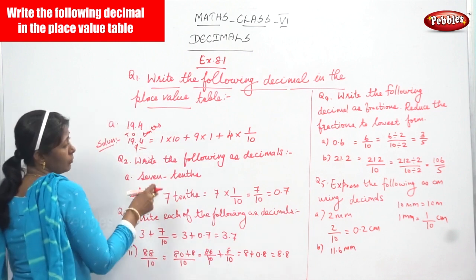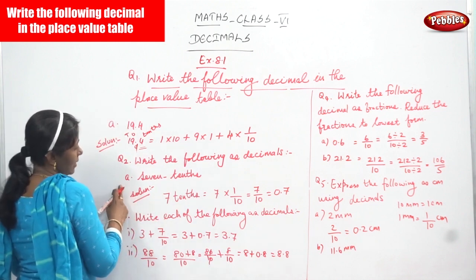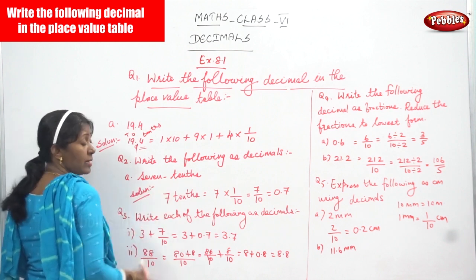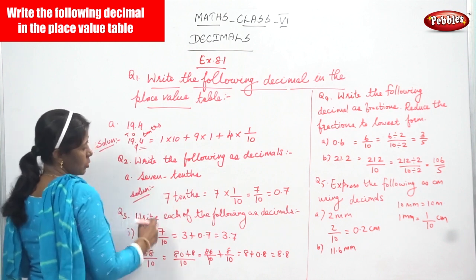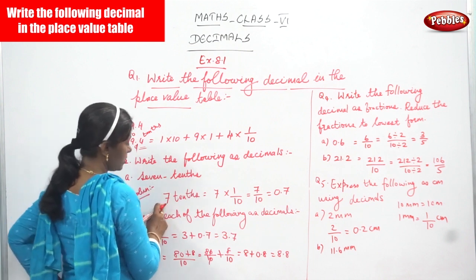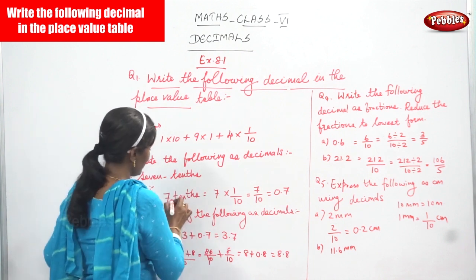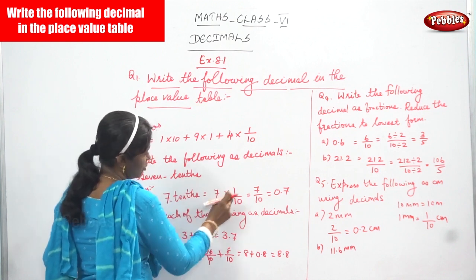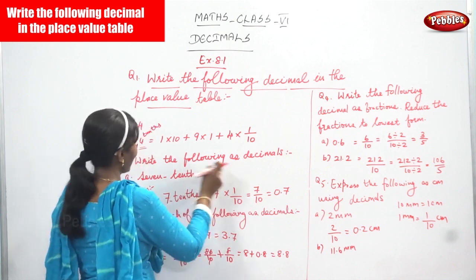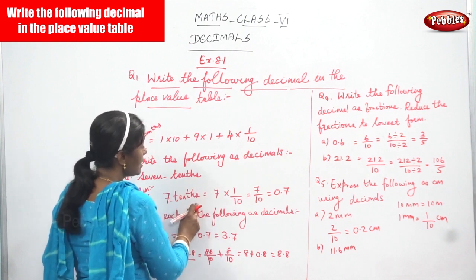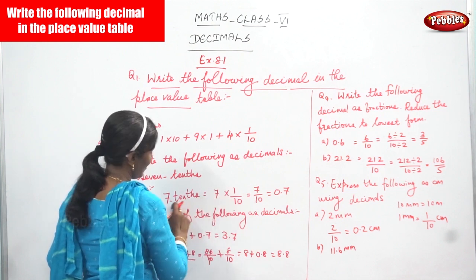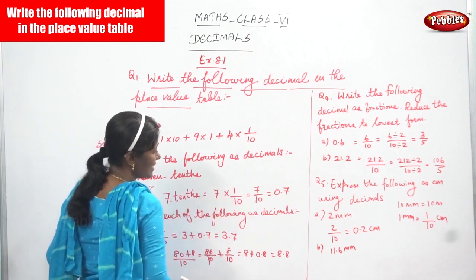Second sum, write the following as a decimal. Question A is 7 tenths. So you have to write in numeral form 7 tenths. So 7 I have written as a number and tenths as it is. So 7 into 1 by 10. Write the following in decimal form. The 7 tenths, you have to make it a decimal. 7 tenths is 7 into 1 by 10.